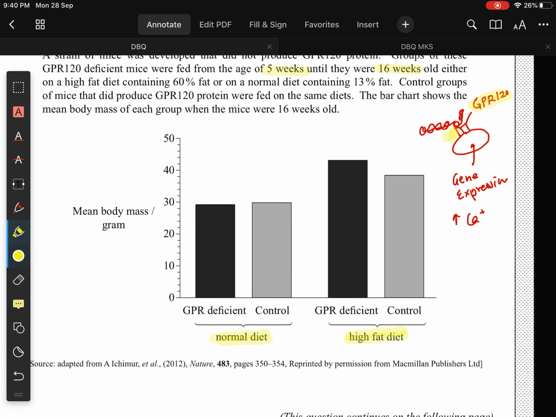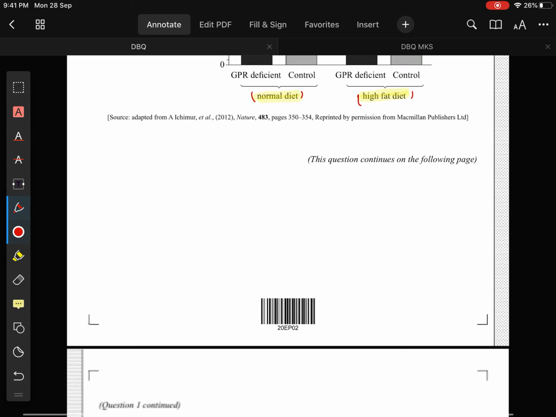Now there's a control group as well. So you can see here that this one is on a normal diet. This is a high fat diet. GPR deficient, this protein receptor is not present. In this case, the receptor is also not present, but the only difference is in the diet.